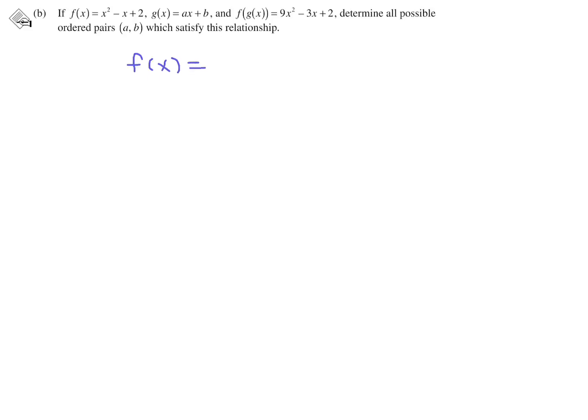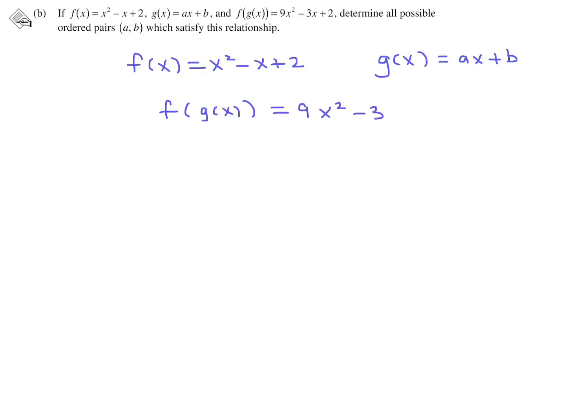So f at x is equal to x squared minus x plus 2, and g at x is equal to ax plus b. And they want you to figure out f at g at x, and they give you that it is equivalent to 9x squared minus 3x plus 2. All right, so that is going to be very helpful. I will now concentrate on this side because this side has already been given to me.